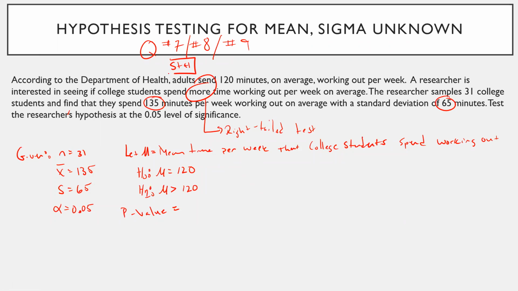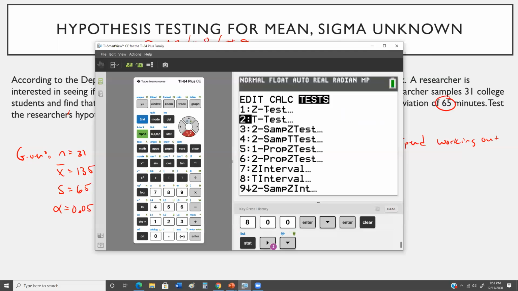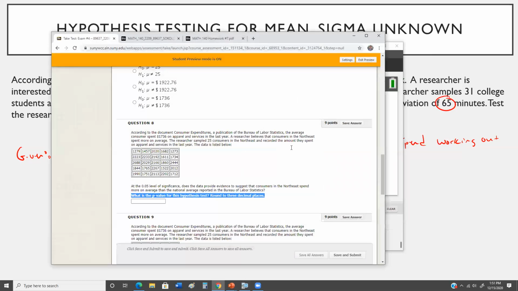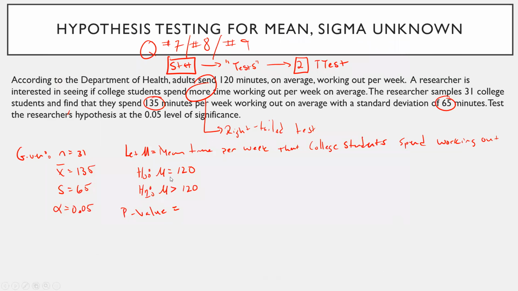So we press the stat button, you scroll over to tests, and it's option number two, t-test. Now for this problem here, I give you the stats. But on your exam, it's a lot like question number two of your homework. You're going to have to input the data yourself. This is the one question that's a little bit different than what I'm going to do here, so I don't just want to give it away. But for this problem, I give you the summary statistics.